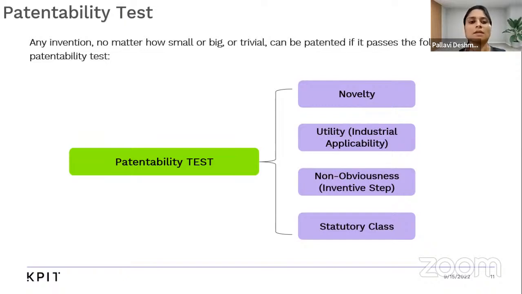So the next criterion is non-obviousness or inventive step. So what is meant by inventive step? Your invention should not be obvious to a person skilled in the art. It should have some technical advance or economic benefit compared to the existing solution. So let us take an example. Let us take an example of a laser with a pen. So I have a pen and I have a laser.